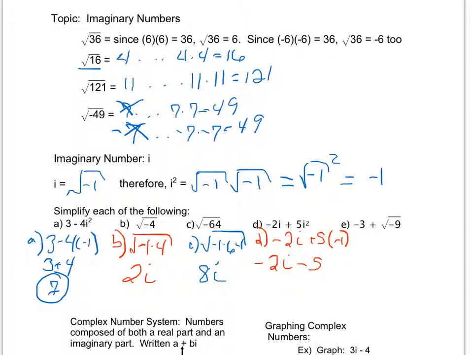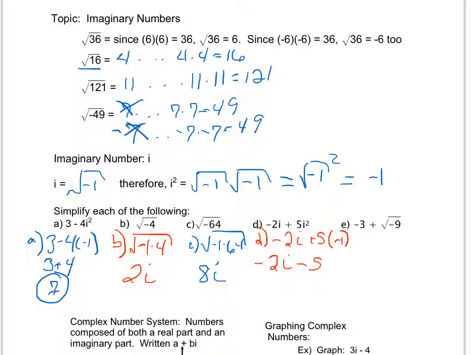So notice that in number 1, in letter A after simplifying, I came up with a real number. In letter B after simplifying, I came up with an imaginary number. It just has a coefficient of 2. In letter C, I also came up with an imaginary number with a coefficient of 8. In letter D, I came up with both an imaginary part and a real part. I'm going to talk in just a moment about what that means.